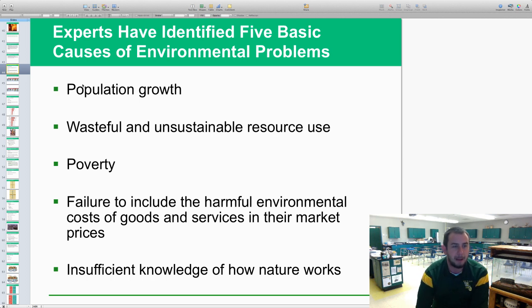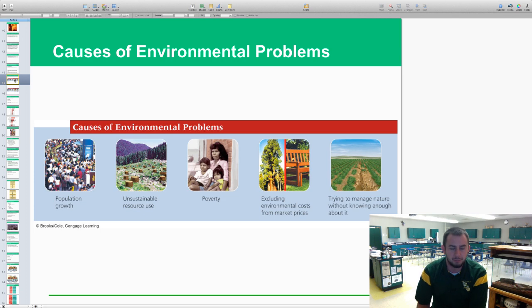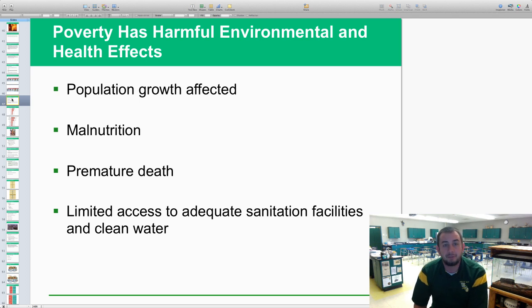So those are the main 5: population growth, wasteful and unsustainable resource use, poverty, failure to include environmental costs of goods and services in the market price and what they're purchased for, and insufficient knowledge of how nature works. And there's a little pictorial representation for you of those 5 environmental problems or causes. Poverty. Let's take a look at this one.